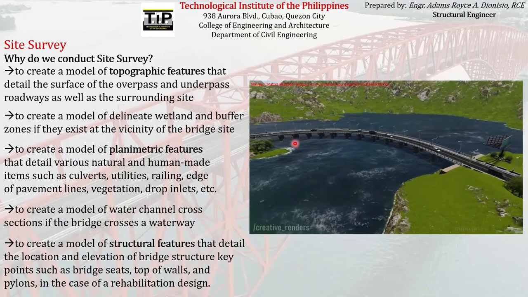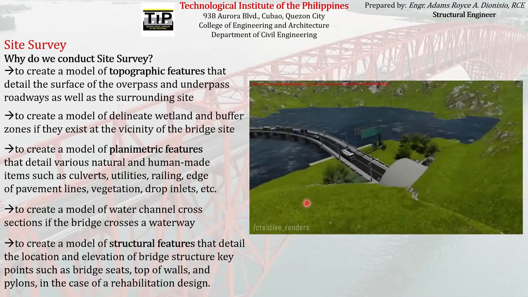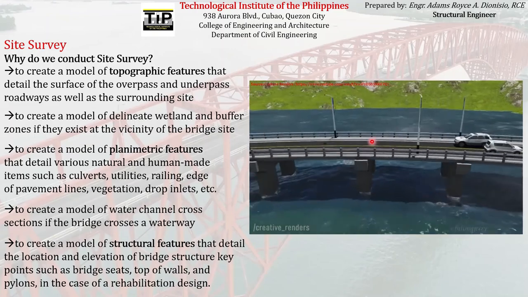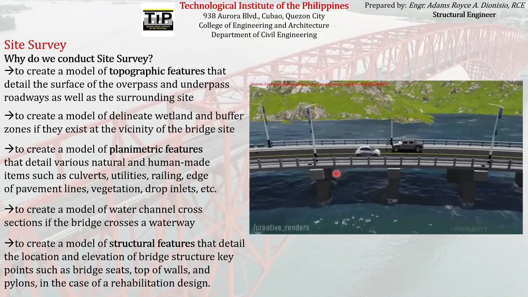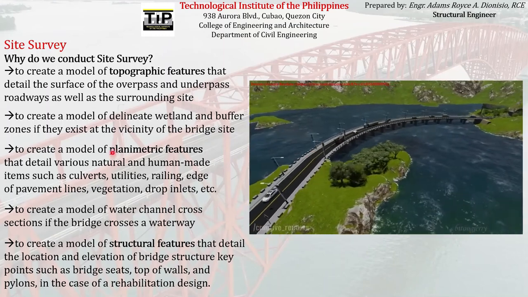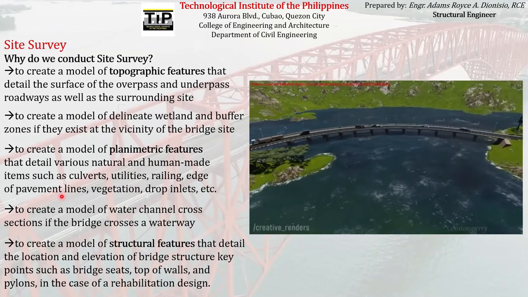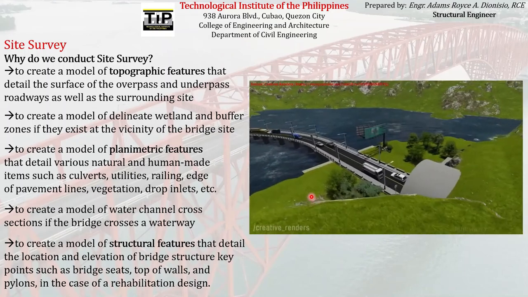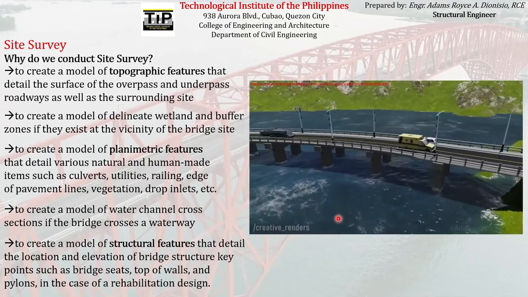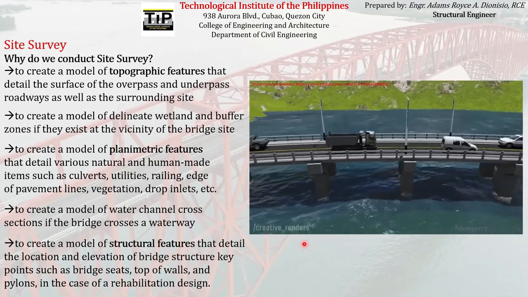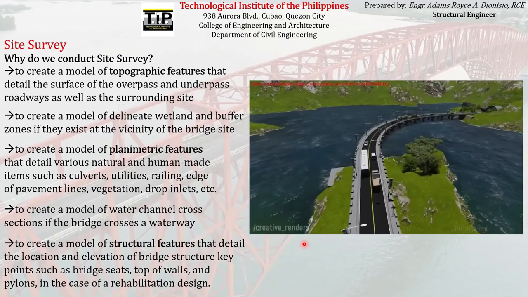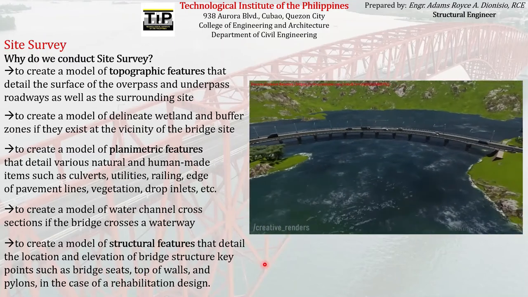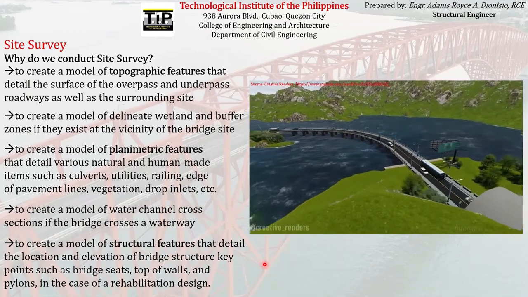In site survey, we usually take note of the topographic features that can be seen on the site itself, as well as the various natural and human-made items that can be seen on the construction site that may affect the design and construction of the bridge or highway project, such as culverts, utilities, railing, edge of pavement lines, vegetation, drop inlets, etc. And in the case of a rehabilitation design, we may conduct site survey to have the details of the locations and elevations of the particular bridge structure key points such as bridge seats, top of walls, and pylons that need to be rehabilitated or may affect the rehabilitation design.